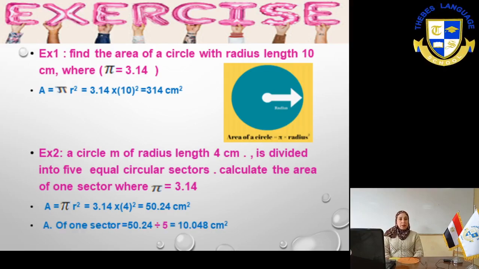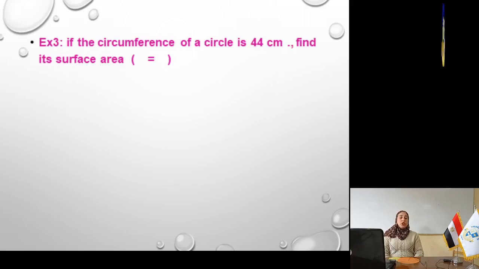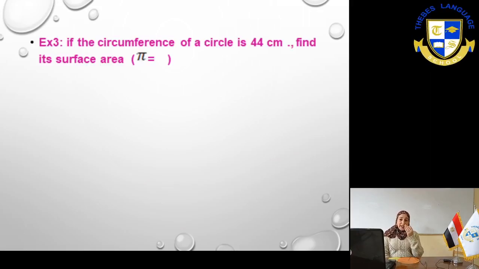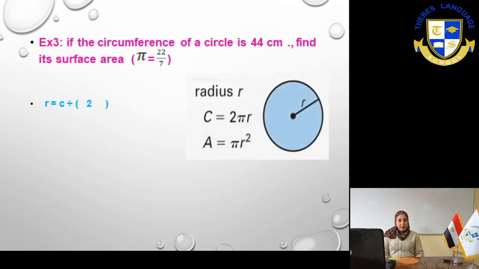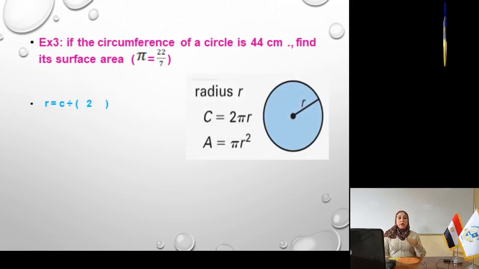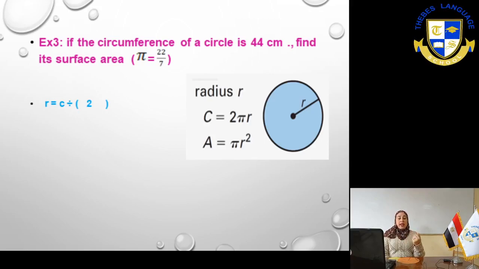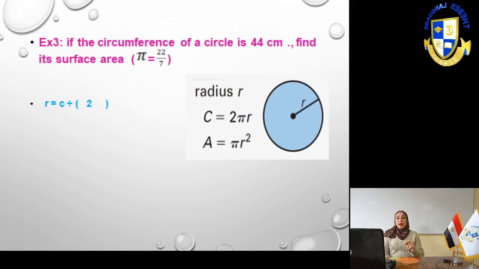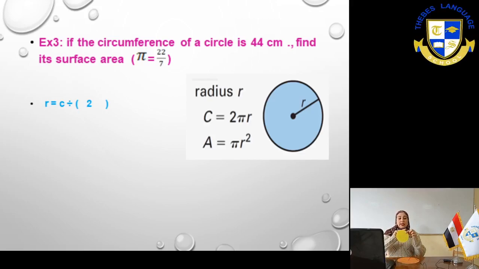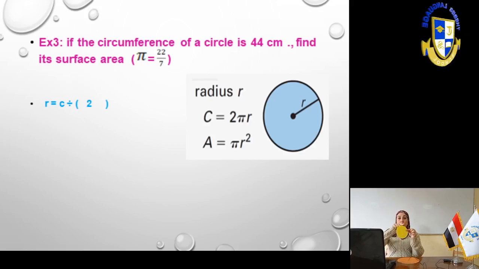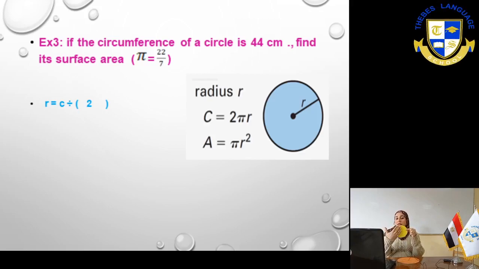Another example, example 3. If the circumference of a circle is 44 centimeters, find its surface area, where pi equals 22 over 7. So you must use the value which I said about the pi, which I give to you, instead of the value of the pi, okay? You must use it. Don't switch it with 3.14. Here, I give you the circumference of the circle, while I'm asking you to calculate the area.